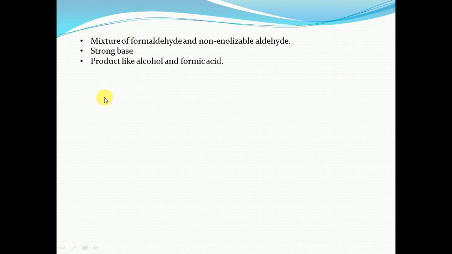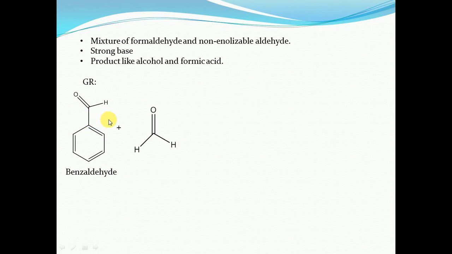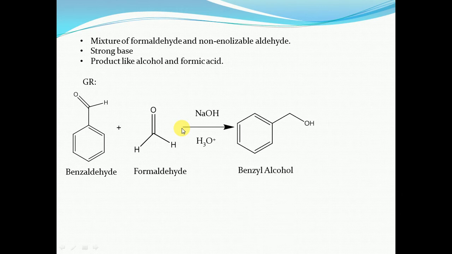So let's see the general reaction. I have taken the example of benzaldehyde here. This benzaldehyde is reacting with the formaldehyde in the presence of strong base NaOH and hydronium ion, that is protonated water, and you are getting the products benzyl alcohol plus formic acid. So this is the general reaction which you have to learn in the cross Cannizzaro reaction.